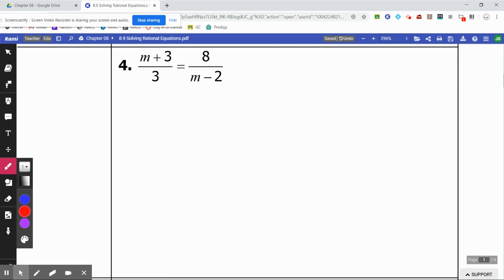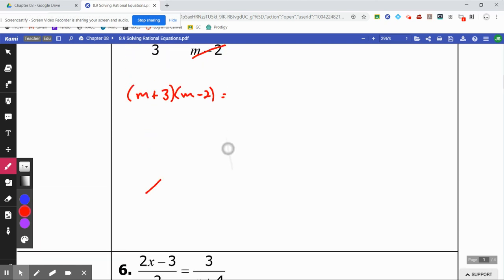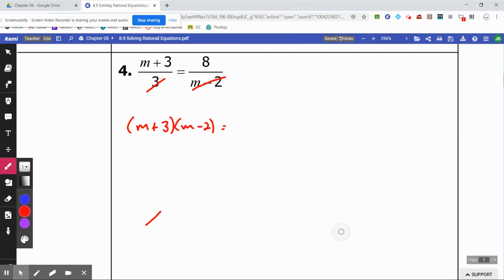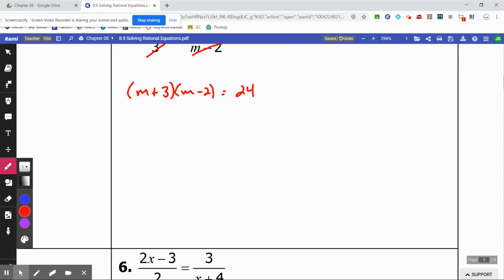Number 4. Let's move our m minus 2 by multiplying, and I'm going to go ahead and write this m plus 3 times m minus 2, just to remind you that we do have to distribute when we multiply that out. Move the 3 again by multiplying, 3 times 8 gives you 24. Now, we do have to FOIL. M times both of them, m times m would be m squared. M times negative 2 is a negative 2m. 3 times both would be a positive 3m, and a minus 6 equals 24.